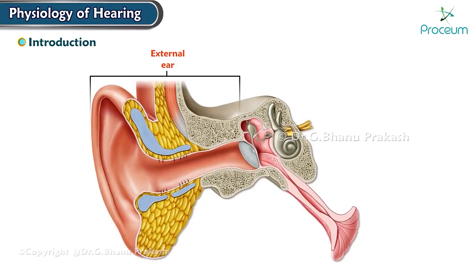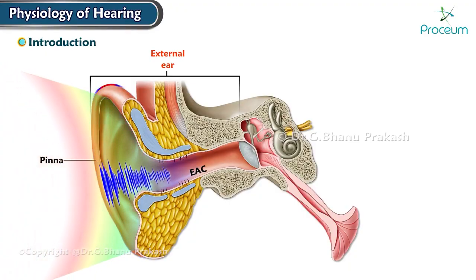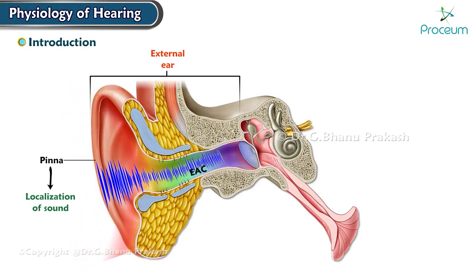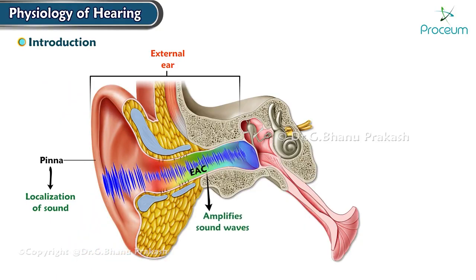Outer ear. The outer ear consists of the pinna and the external auditory canal. Sound waves are collected by the pinna and directed into the external auditory canal. The pinna helps in localization of sound, while the external auditory canal amplifies the sound waves.